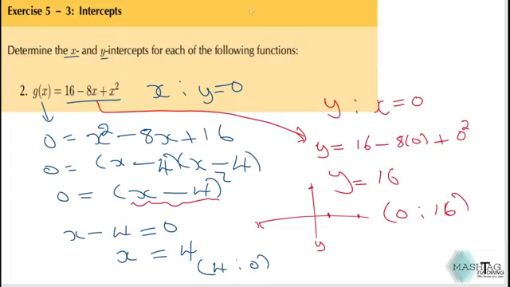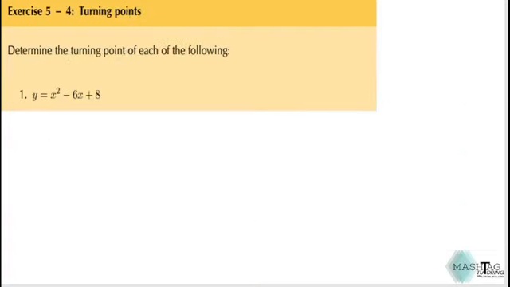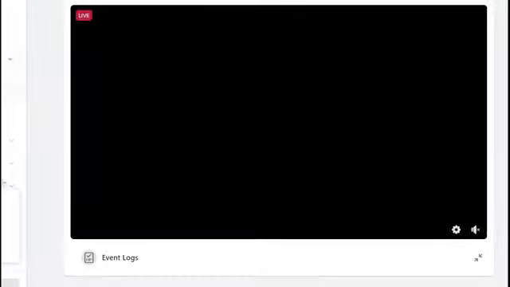Okay, for now, what time is it? 35. For now, I think this is enough. I'll come back in a few, and then we can do the turning point. We'll just start off from here where we're doing turning points.